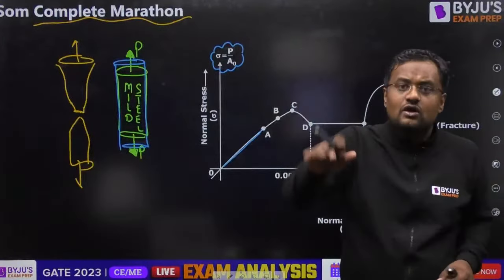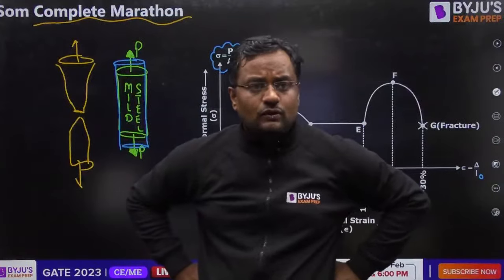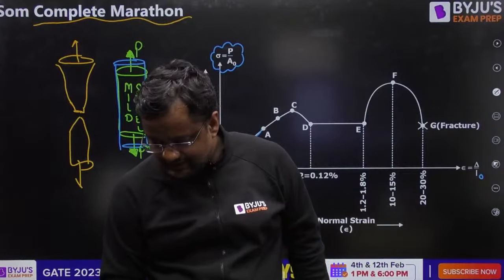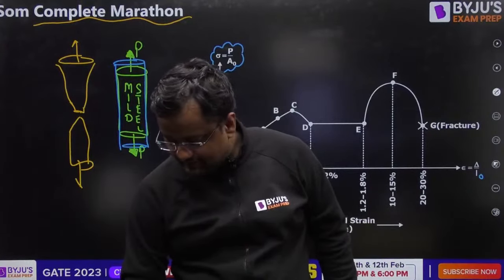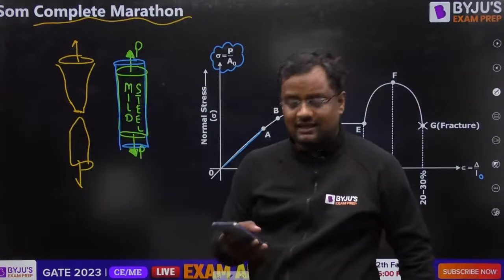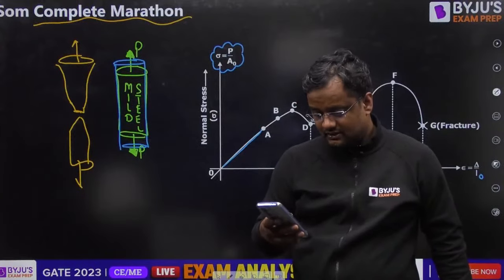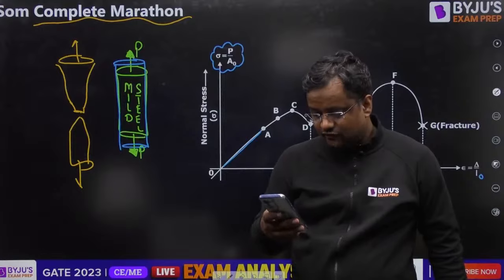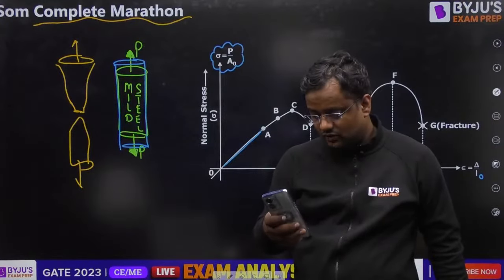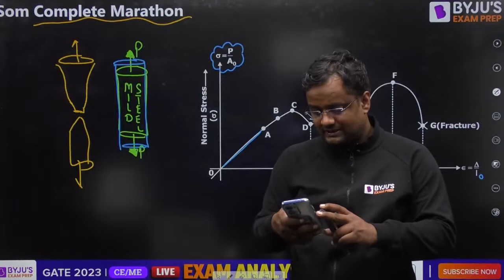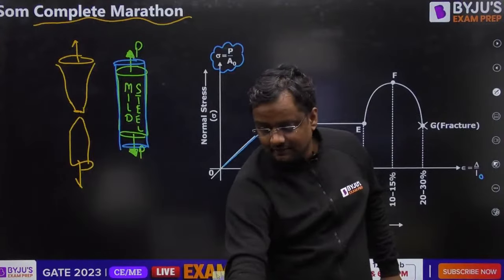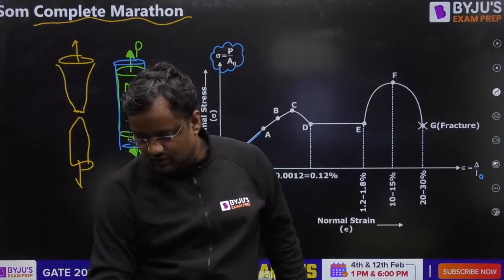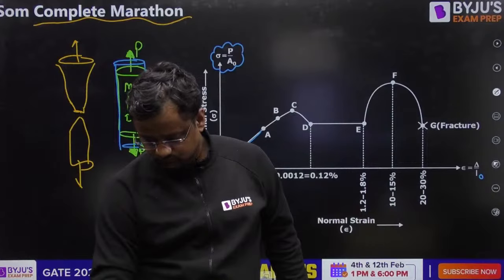Why is the cup cone failure at 45 degrees? Can anybody please let me know? Can any commando tell me here why the cup cone failure is at 45 degrees? Why is the cup cone failure only at 45 degrees, the maximum shear? What about others?